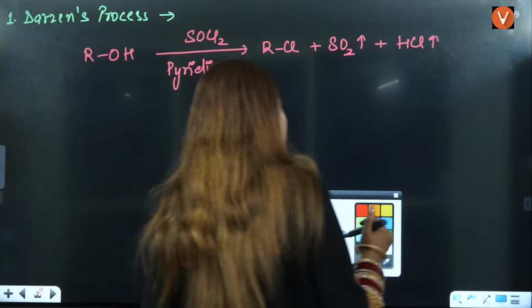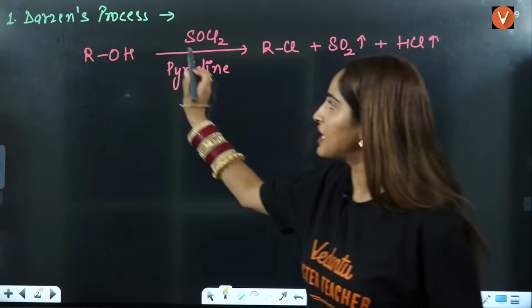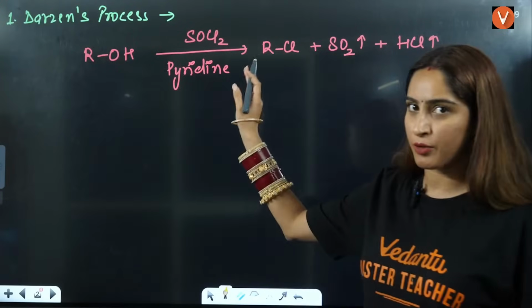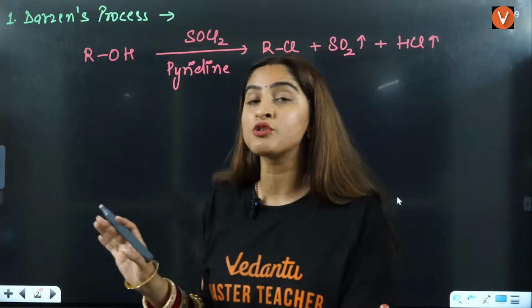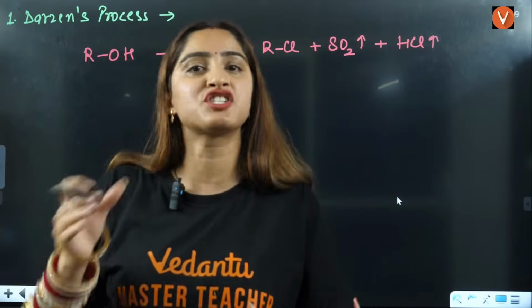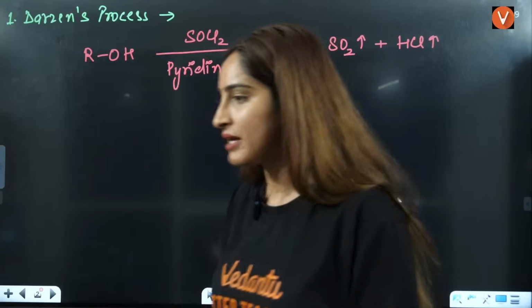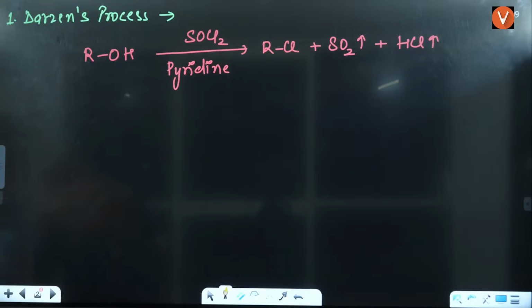First is going to be Darzens reaction. See the reagents, the initial and the final product. What is the reactant, what is the reagent, what is the final product? If there is some important thing about that reaction, I'll tell you in between only.